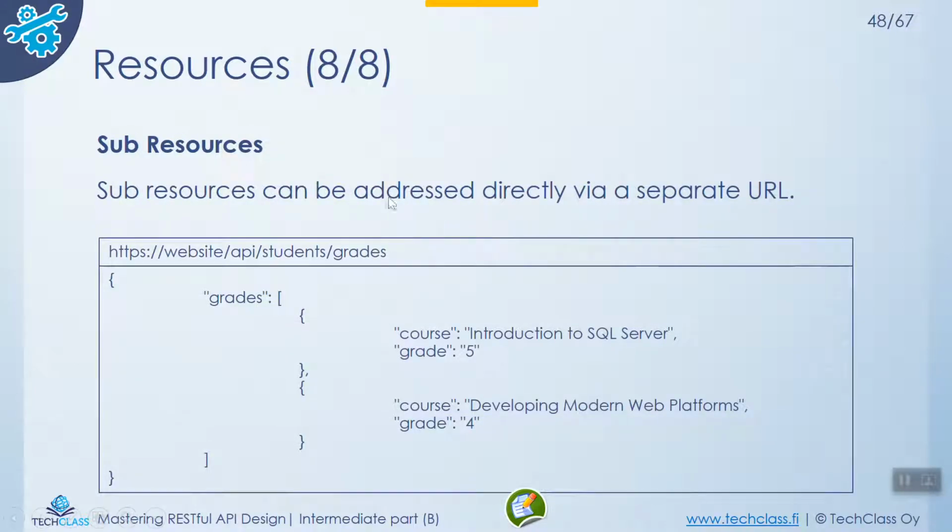All right, and now finally we have sub-resources. You can see here we have students, and inside of our students we also have grades. So you want to see what grades a student has received for this course and this course. So there are these resources inside of our resources as our sub-resources.